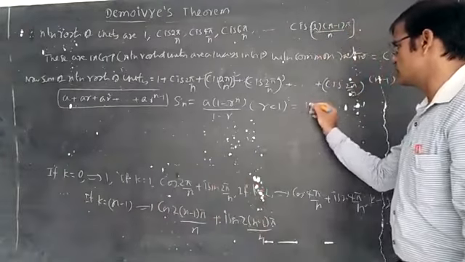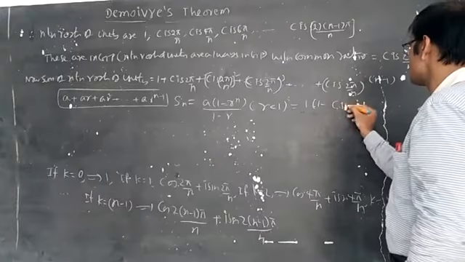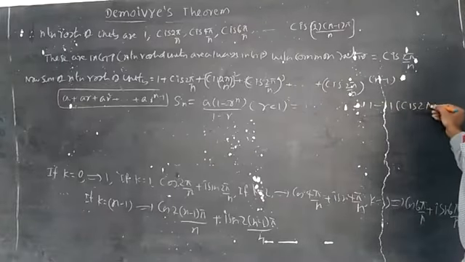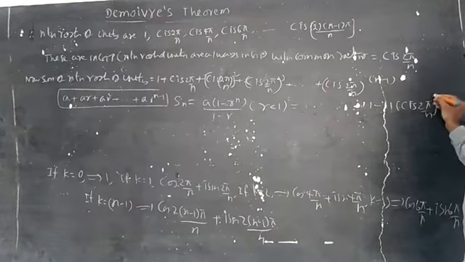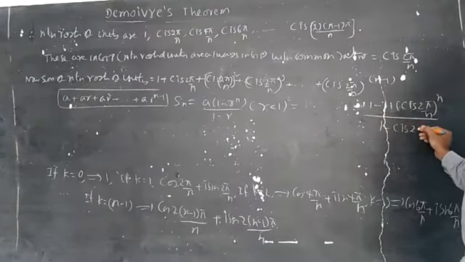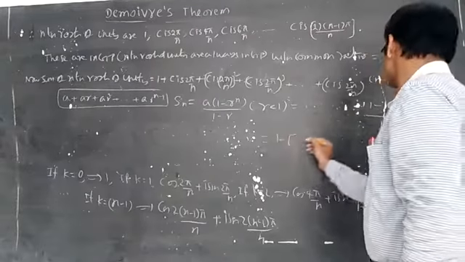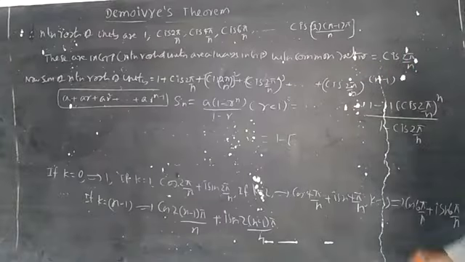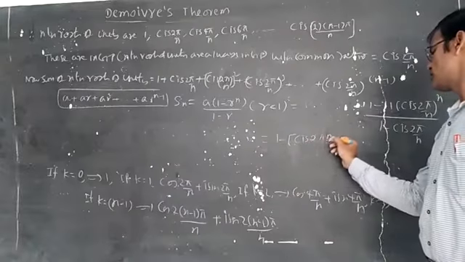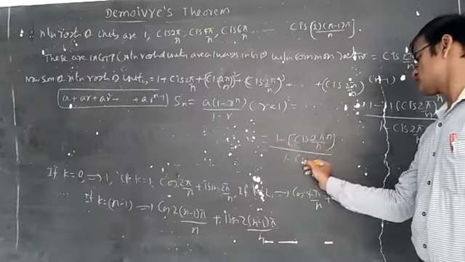So here, yes, a means 1 into 1 minus r to the power n, where r is cis 2 pi by n. You can understand here: 1 into 1 minus (cis 2 pi by n) whole power n, whole by 1 minus cis 2 pi by n. So apply De Moivre's theorem here: cis 2 pi by n whole power n. What does it become? 1 minus cis of, directly you can write, 2 pi n by n, whole by 1 minus cis 2 pi by n.